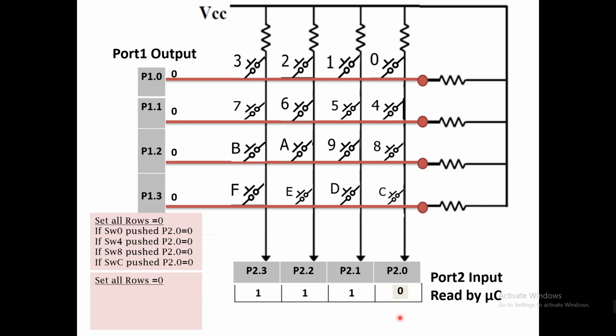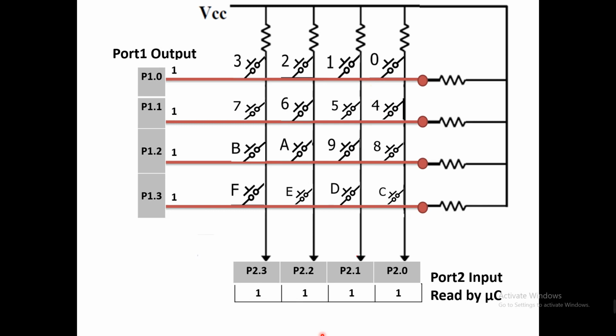Now set all rows to 0. So we can see here, if switch 2 is pushed, this will become 0. If switch 6 is pushed, this will become 0. If switch A is pushed and switch E is pushed, as we have explained already.